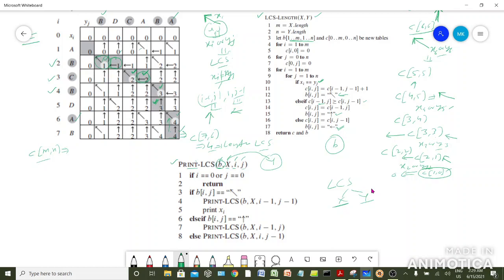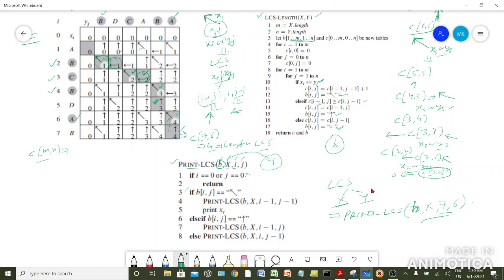So what it says is that initially this algorithm is going to be called using B, X, 7 and 6 as arguments. So in this case, if i is equal to 0 or j is equal to 0, then we return, we need to stop, but this is false, because i is equal to 7 and j is equal to 6. It means we need to go here.